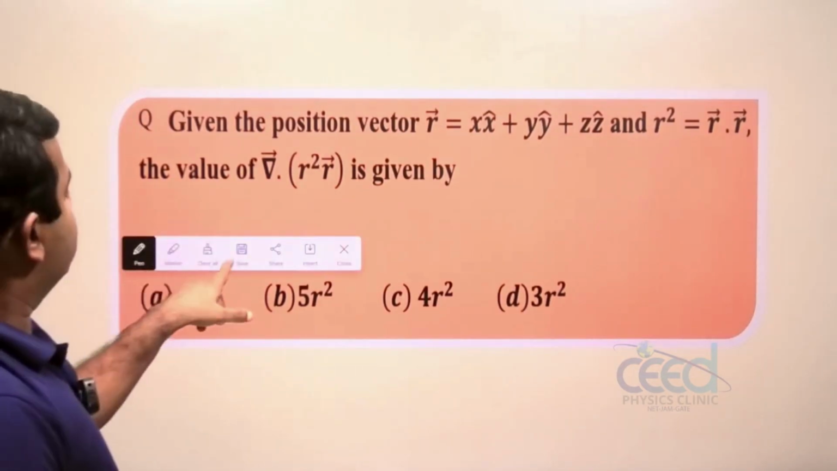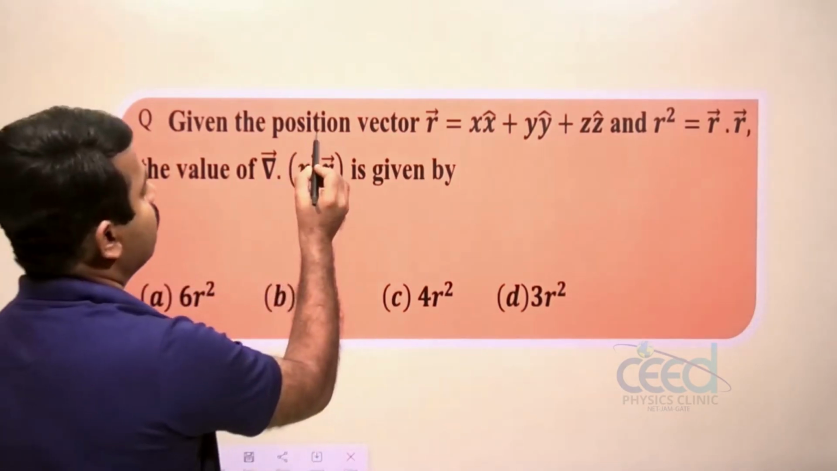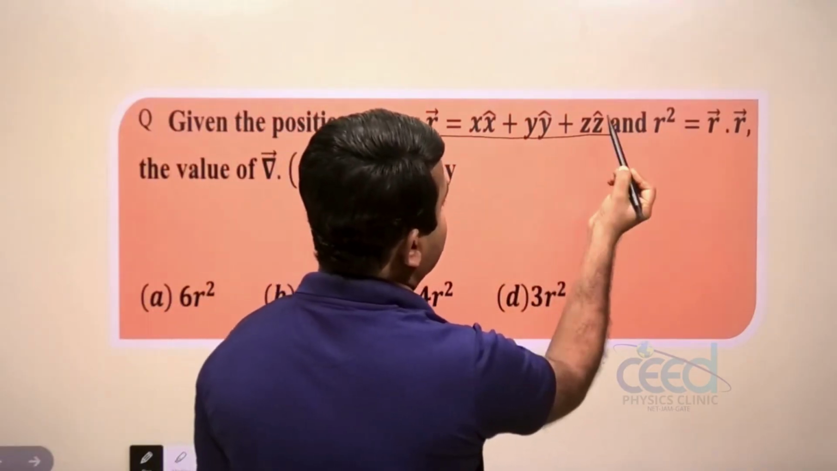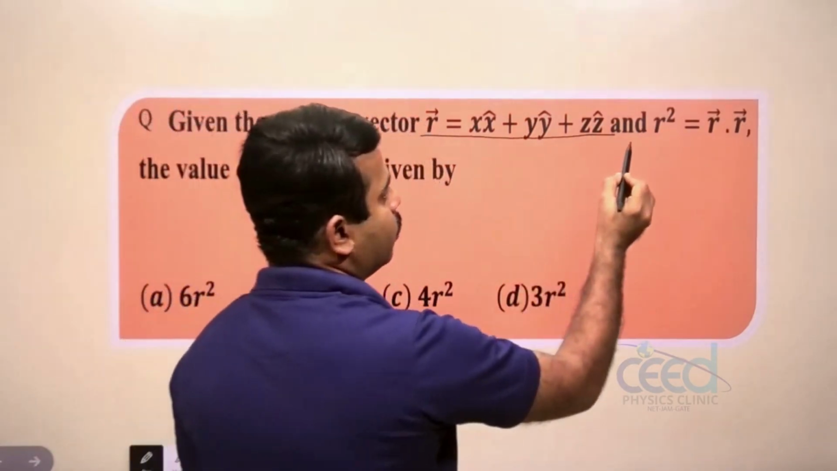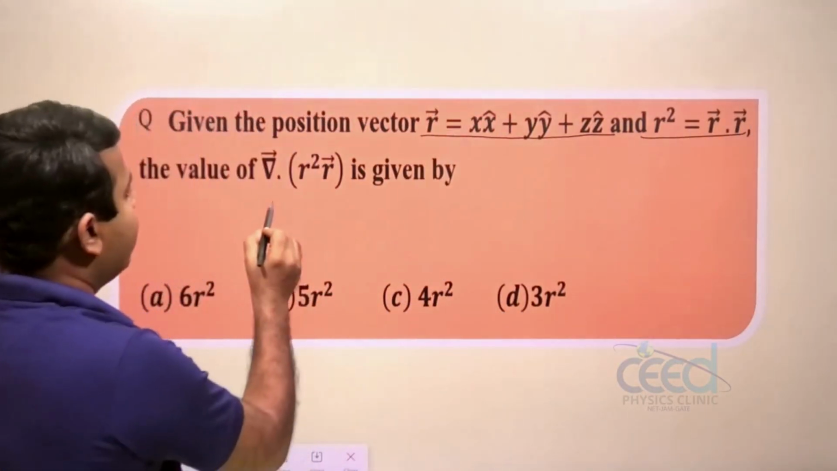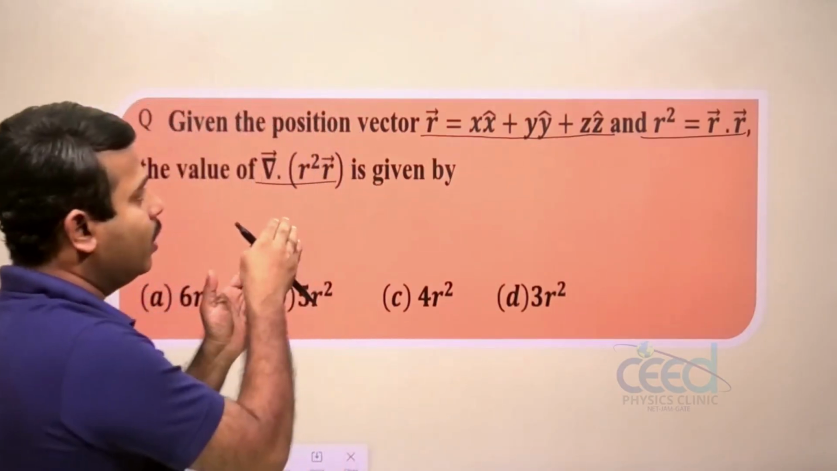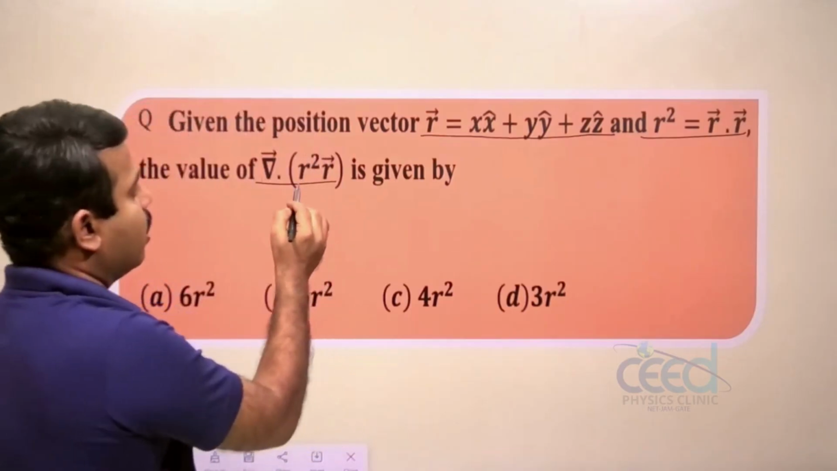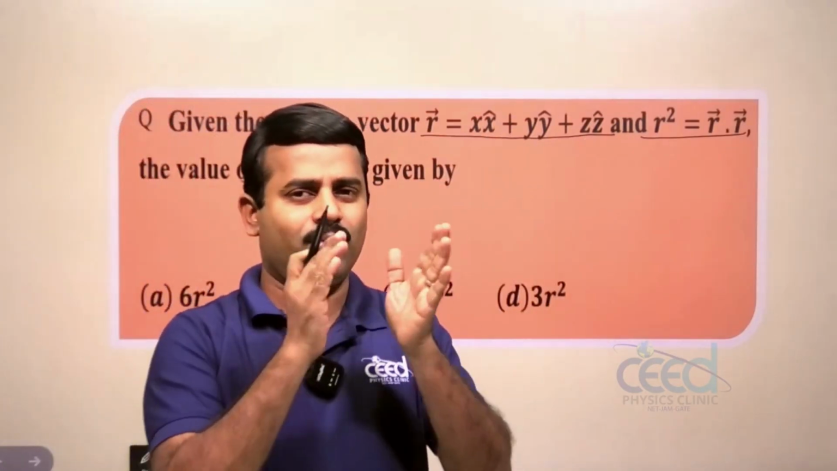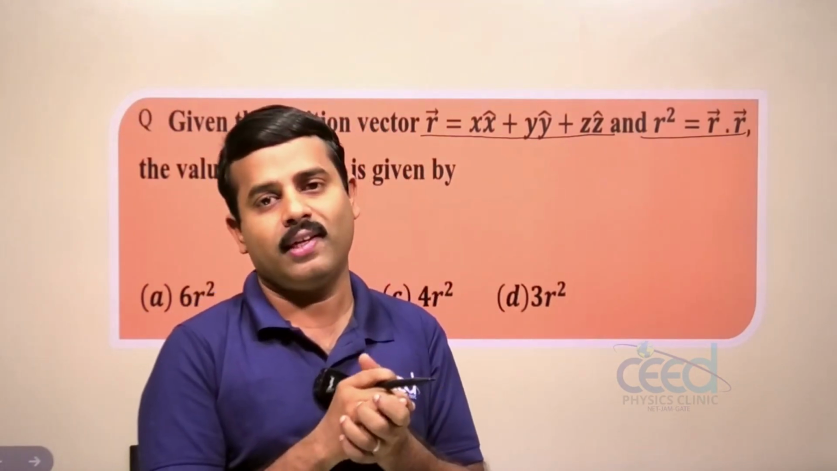Here the position vector is given, that is x cap, y cap, z cap, and you know r square is equal to r dot r. Then divergence of this function. If you calculate r square by converting into Cartesian x, y, z, then it is very complicated. But using polar coordinates you can easily do it, right?